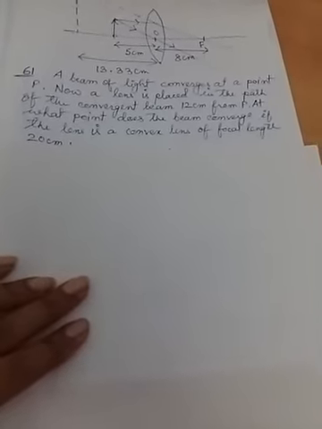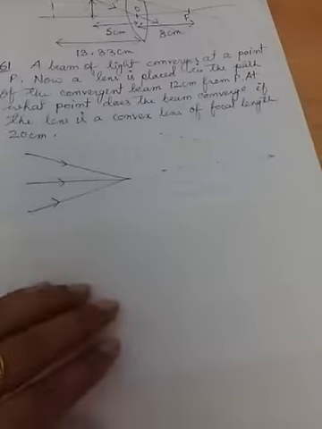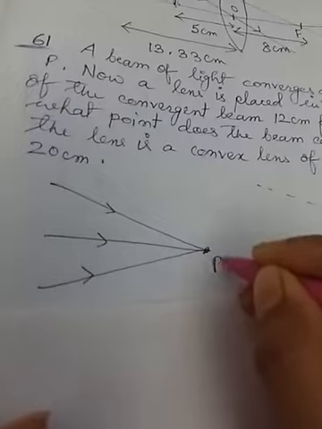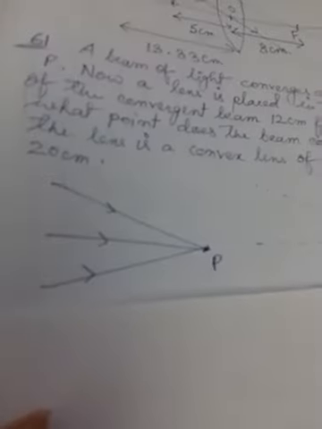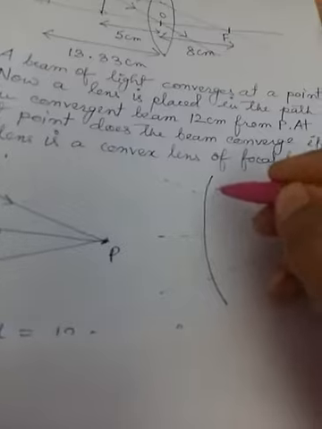So here, according to the question, we take the path of the convergent beam. If you observe in the diagram, these are the convergent rays of light. They converge at the point P. Now in the path of the convergent beam, we place one convex lens.